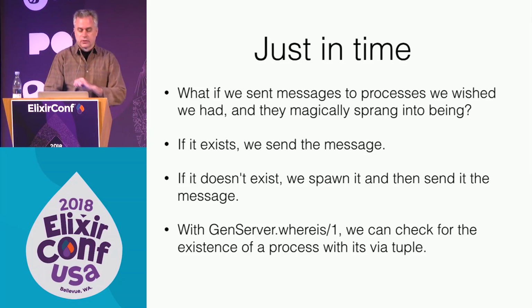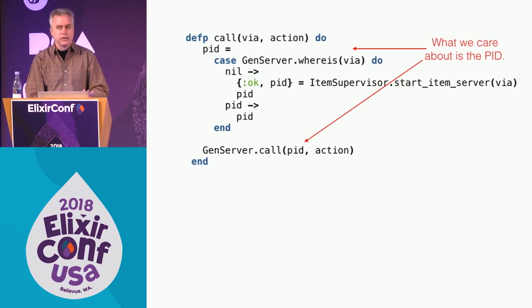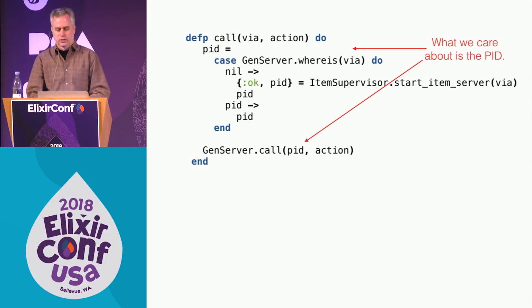So, GenServer.whereis is great because you can pass it a via tuple and it will query the registry with that name and get you back the PID if it exists. It'll return nil if it doesn't exist. We'll see that here. We created our own private call function for each individual type of GenServer, so an item GenServer or a tote GenServer will have their own private call function.